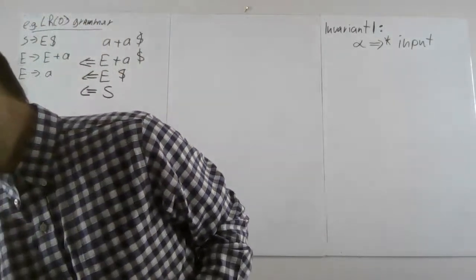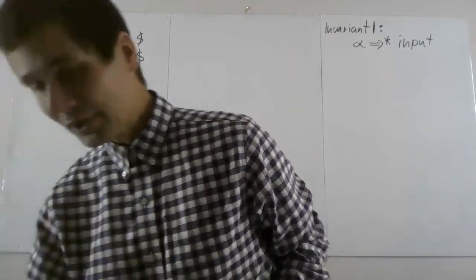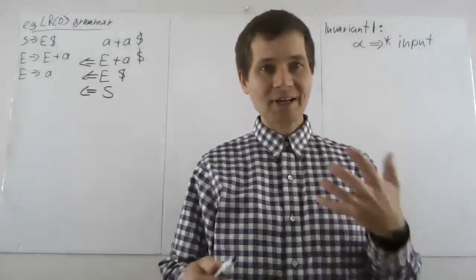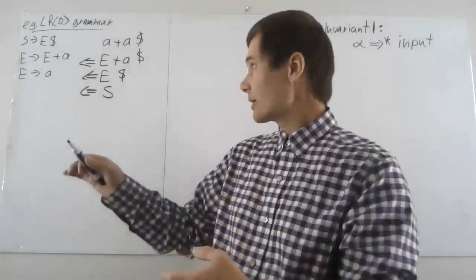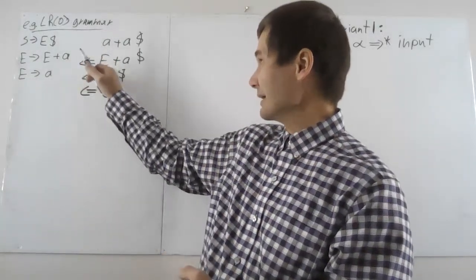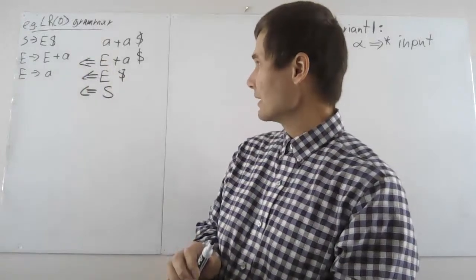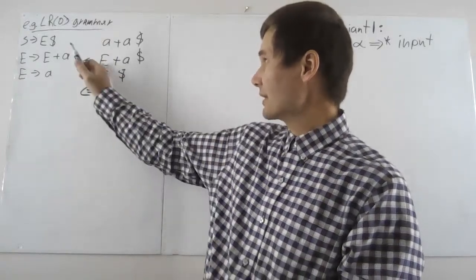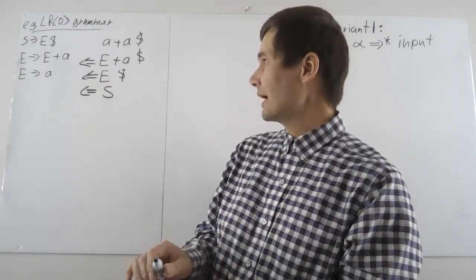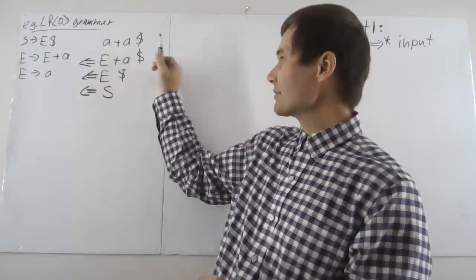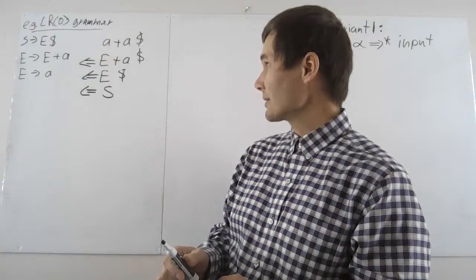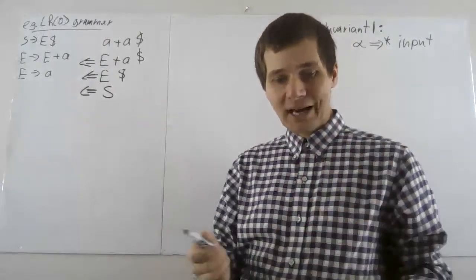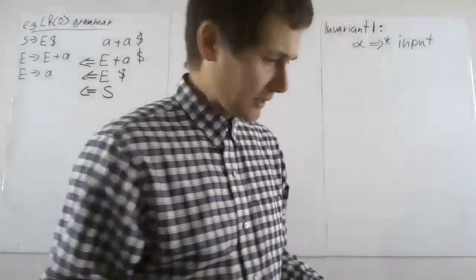Okay. And so the way that we're going to represent alpha is using a stack for the data here that can include non-terminal symbols in the grammar, like E. And then the rest of alpha is going to be just the rest of the input that we haven't seen yet.